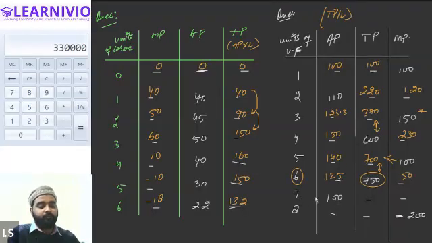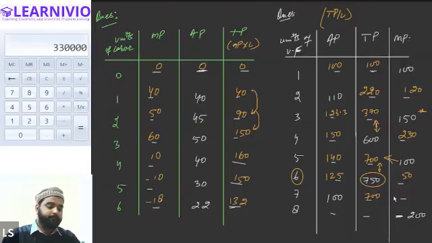That means total product will be 7 into 100, so it will be 700. And what is the change arising in the total product? 50. The production increases by 50 or decreases by 50? Decreasing. Minus 50. Minus 50 will be the marginal product. Correct.